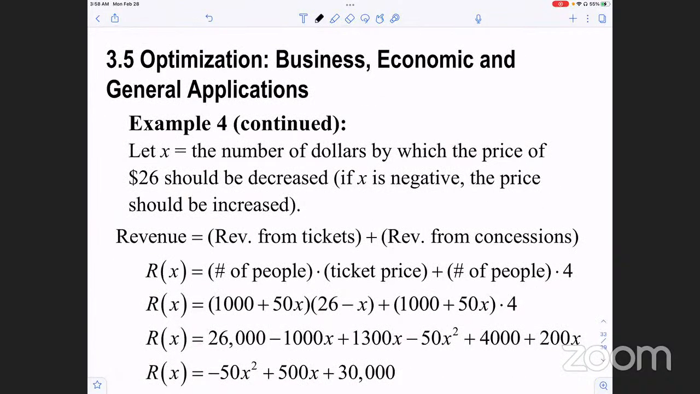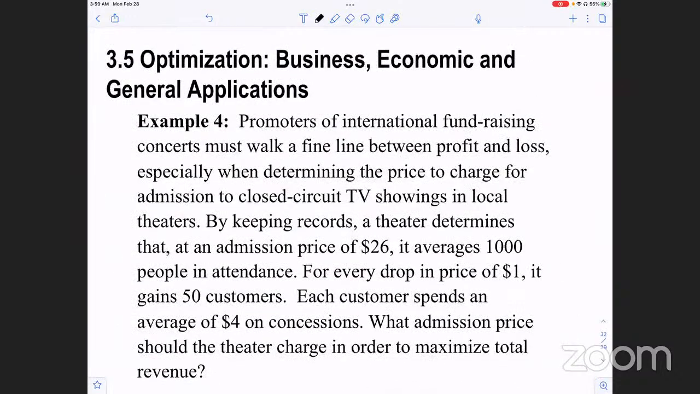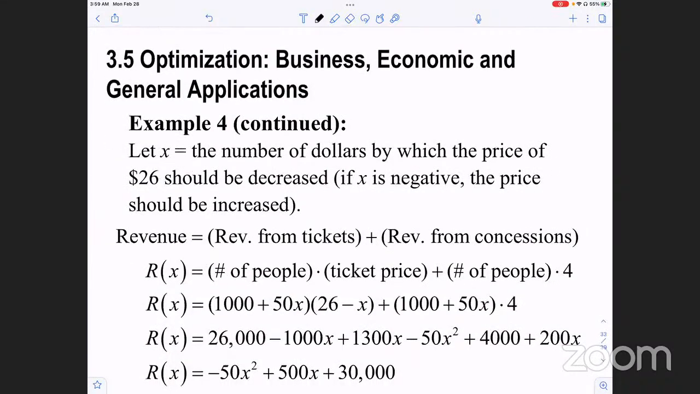I'm totally spent. So let x be the number of dollars by which the price of $26 is decreased. If x is negative, the price should be increased, correct? So the revenue is going to be the revenue from the tickets plus the revenue from the concessions, right? So if you think about the money generated from tickets, you have the number of people times the price per ticket. And then the revenue from concessions is going to be the number of people times, let me see, it says each person spends an average of $4 on concessions, right? So we have our revenue function, the total money generated.